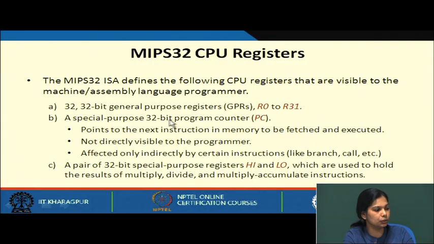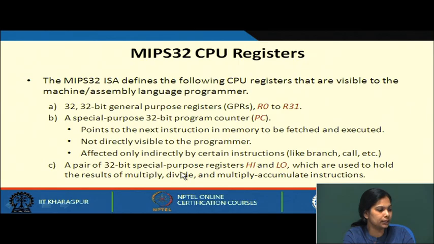There is a special 32-bit program counter, that is PC. What does it do? It points to the next instruction in the memory to be fetched or executed. Now, this is not directly visible to the programmer and it is only affected by certain instructions. When it is affected, you think of a branch instruction, you think of a call. When you are going to a branch, then PC must be loaded with the branch address. You have to calculate the branch address with an offset and then you have to go and execute that.